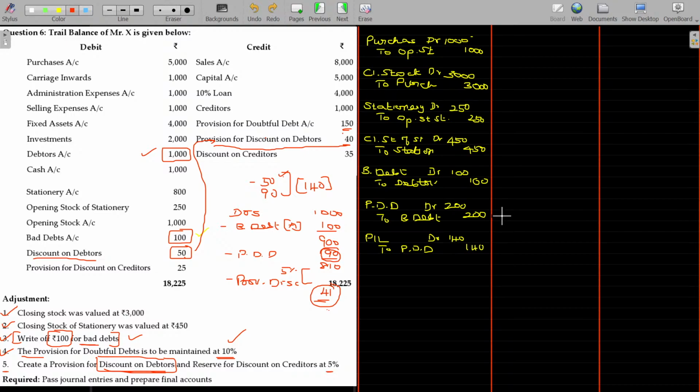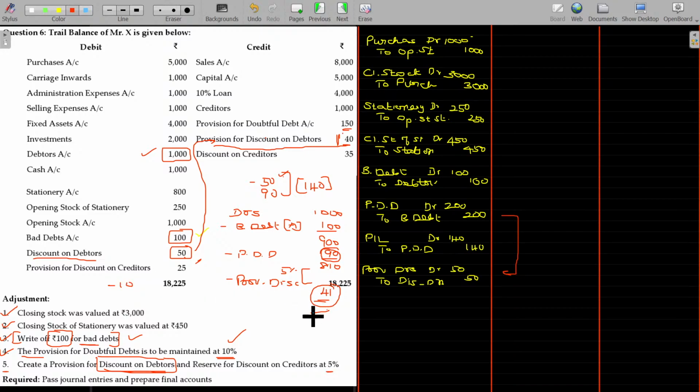How we usually charge the bad debt to the PDD? The same way, the discount on debtors is routed through the provision on debtors account. So, provision on debtors account debit to discount on debtors. The value being 50. Actually, discount on debtors being 50, but we have the provision of rupees only 40, running short of rupees 10. Am I right?